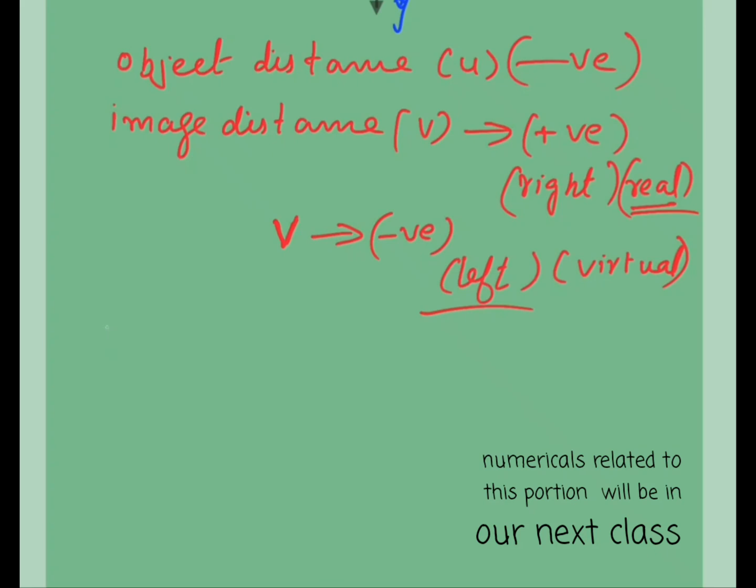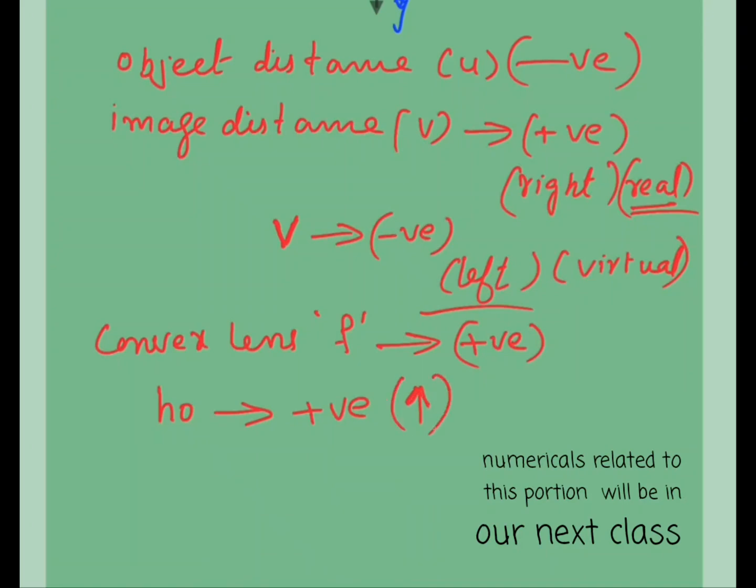Now always for a convex lens, focal length is taken as positive. Okay, focal length is taken as positive. Now next is for height. Height of the object is always taken as positive, because we know the height of the object is in the upward direction. Then the height of the image will be negative if it is an inverted image.